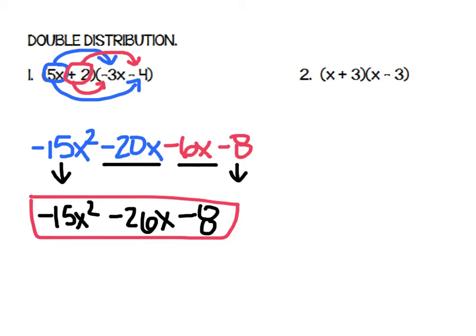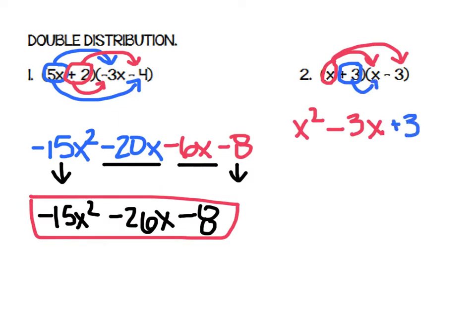All right, number 2, same exact concept. First thing I'm going to distribute is this x. So x times x gives us x squared. x times negative 3 is negative 3x. All right, now I've got to distribute the second term. So positive 3 times x is positive 3x. And finally, positive 3 times negative 3 is negative 9.